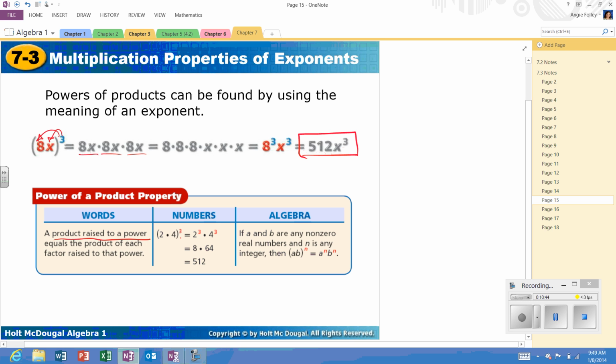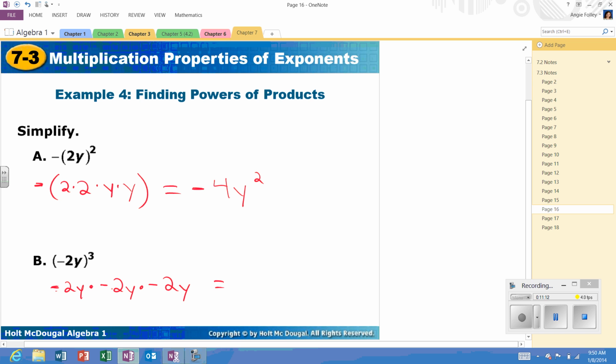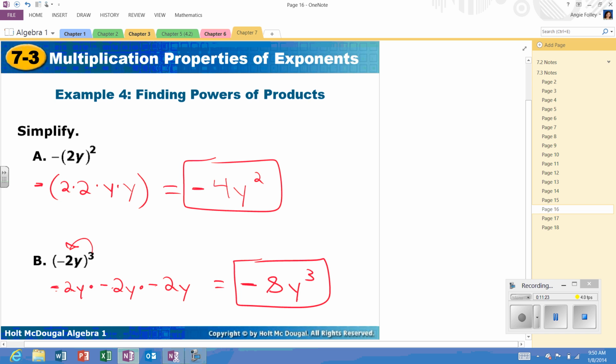So you have to take everything inside of the parentheses. You can't just take what's right before it. So for example, if I have negative (2y) squared, so that's what's in parentheses, I'm going to do 2 times 2 and y times y. So my answer is going to be negative 4y squared, because the negative is out in front. In this case, it's going to be negative 2y times negative 2y times negative 2y. So a negative times negative times a negative is a negative. 2 times 2 times 2 is 8, and then I have y to the third. So make sure if it's in parentheses, you're doing everything inside.